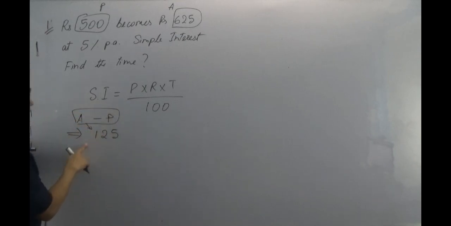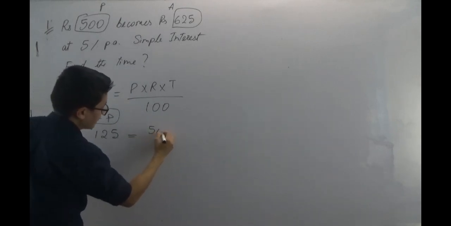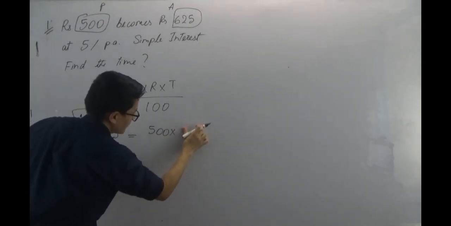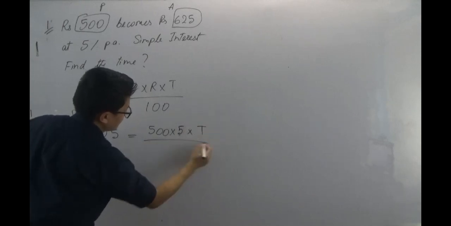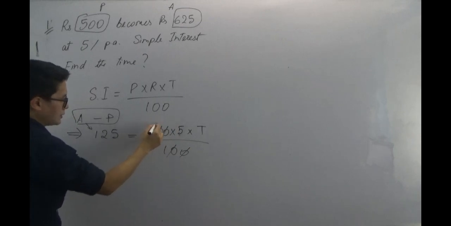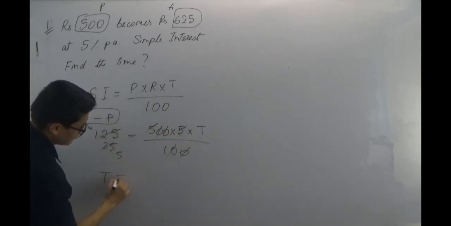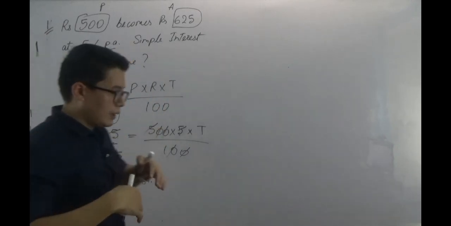What is this? It's nothing but the amount minus the principal. It's 125. The principal is 500. The rate of interest is 5, so 5 times time over 100. You can find it like this: 5 times 25, and 5 times 5. So the time is 5 years, since it is per annum.